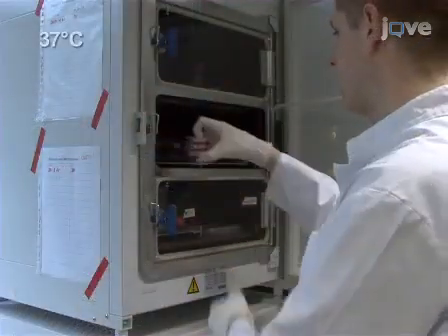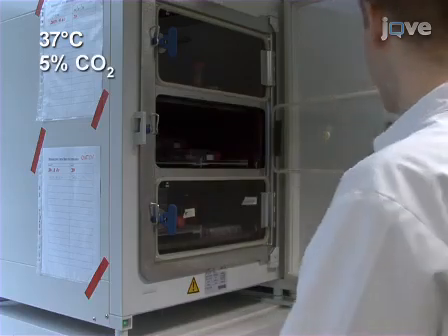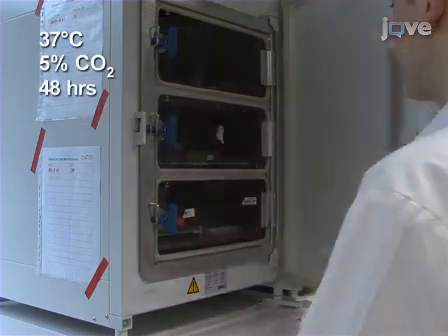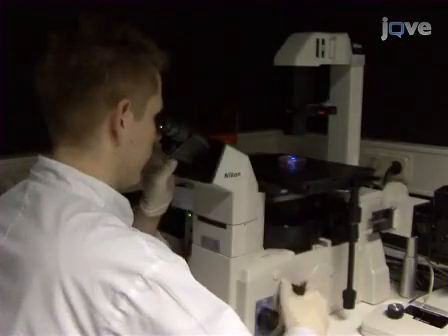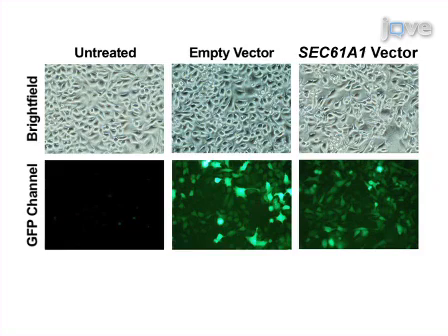Place the cells at 37 degrees Celsius and 5% carbon dioxide and incubate for a further 48 hours. To determine transfection efficiency, evaluate GFP expression by fluorescence microscopy after 48 hours. At least 80% of the cells should be transfected.